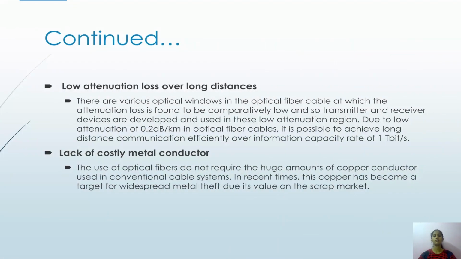So let's come to low attenuation loss over long distance. These are the various optical windows in the optical fiber cable at which the attenuation loss is found to be comparatively low, and so transmitter and receiver devices are developed and used in these low attenuation regions. Due to low attenuation of 0.2 dB per km in optical fiber cables, it is possible to achieve long distance communication efficiently, with an information capacity rate of 1 Tbit per second.